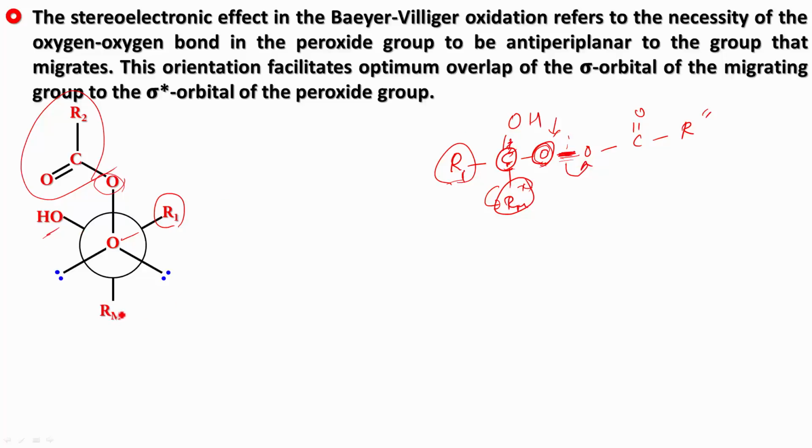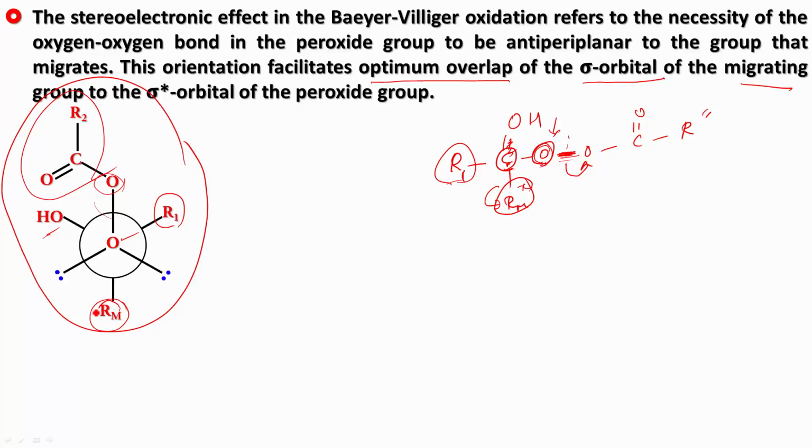And the migration happens when the migrating group becomes anti to this. Why does it happen only in this particular step, when the group that migrates has to be anti to this? That is because in this orientation, this conformation is one of the most stable conformations. Why is it more stable? Because in this conformation, there's an optimum overlap of the bonding molecular orbital of the migrating group.